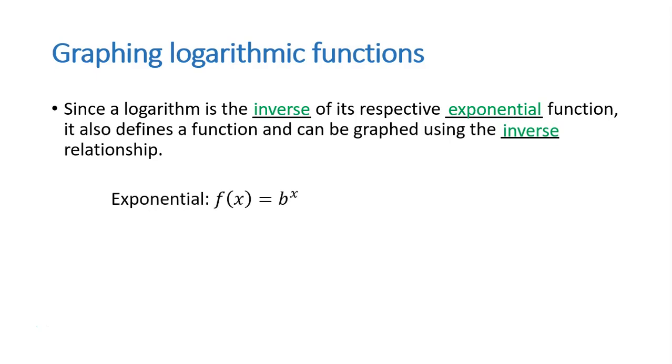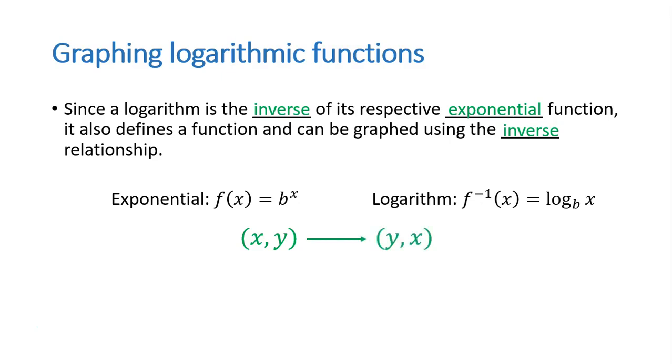So suppose we have a generic exponential, f of x equals b to the x. So we don't know what the base is. We're keeping it generic. And then also suppose that (x, y) is a point on this exponential graph. If we want to graph the related logarithm, that's going to be log base b of x. So it's going to be the logarithm with the same base as the exponential. If (x, y) is on the original graph, then the inverse point is going to be (y, x).